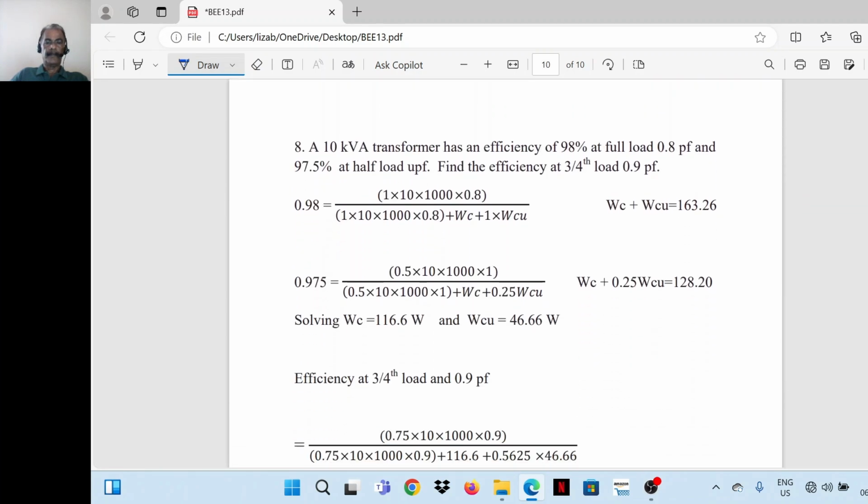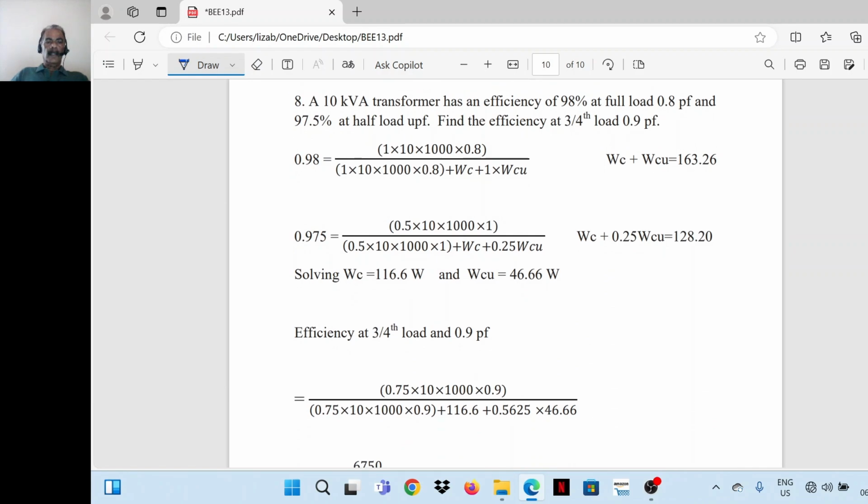Next, a 10 kVA transformer has an efficiency of 98% at full load, 0.8 power factor, and 97.5% at half load UPF. Find the efficiency at 3/4 load, 0.9 power factor. So kVA is equal to 10. Then efficiency is 0.98 at full load 0.8 power factor. x is equal to 1, cos phi is 0.8. This is one case.